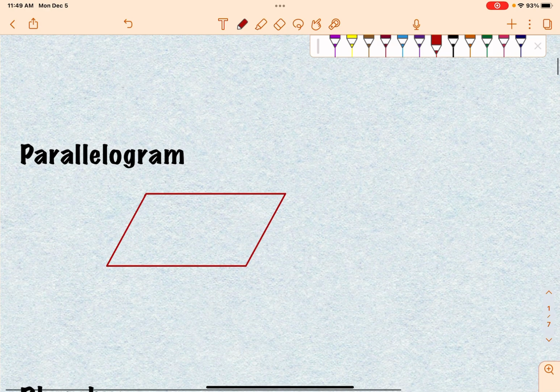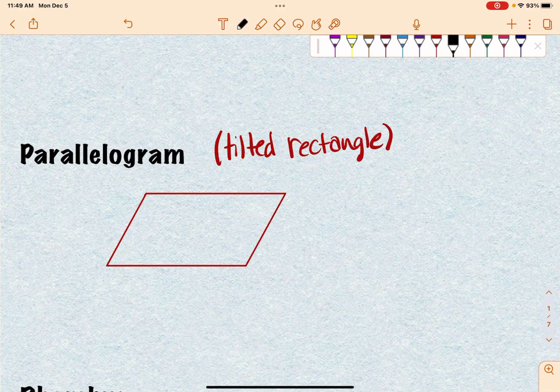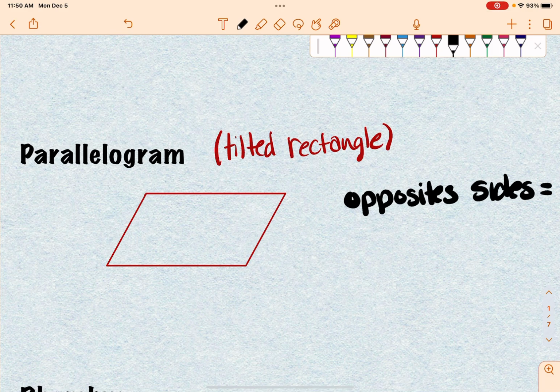Okay, parallelogram. Many people talk about this as being a tilted rectangle. So when you talk about these, you still have opposite sides that are equal. So these 2 would be equal, and these 2 would be equal. Again, there's no right angle in this one. So when you're talking about that, you're specifically talking about opposite sides are equal. And then those opposite sides are parallel as well. So these 2 sides are parallel, and these 2 sides are parallel.